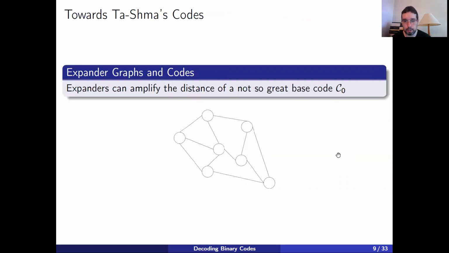And now let's move towards Ta-Shma's construction, and we need to talk about this connection of expanders and codes. An expander is very useful to amplify the distance of a base code. We can start from a good code with possibly not wonderful parameters, and using the pseudo-random properties of an expander, we can boost this distance.